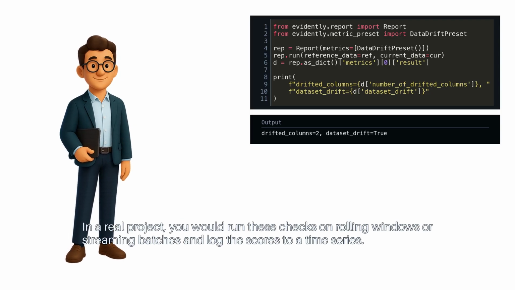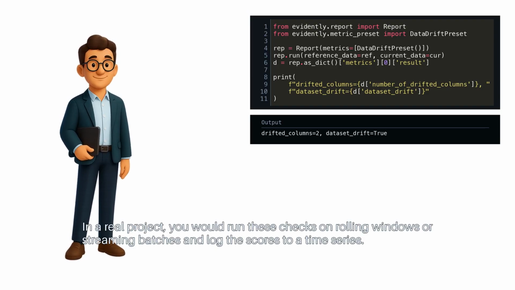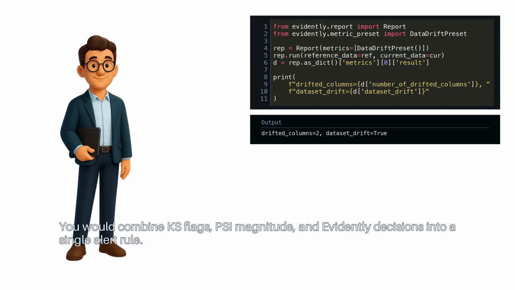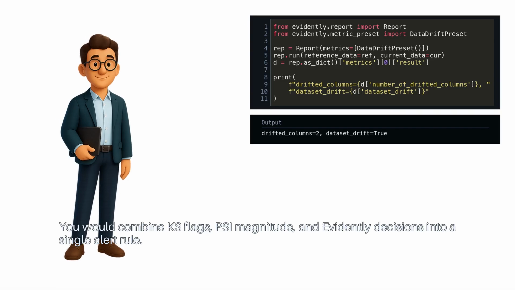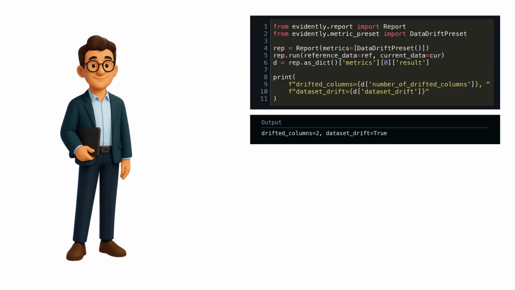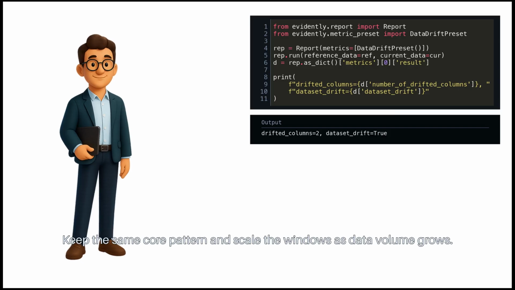In a real project, you would run these checks on rolling windows or streaming batches and log the scores to a time series. You would combine KS flags, PSI magnitude, and evidently decisions into a single alert rule. Keep the same core pattern and scale the windows as data volume grows.